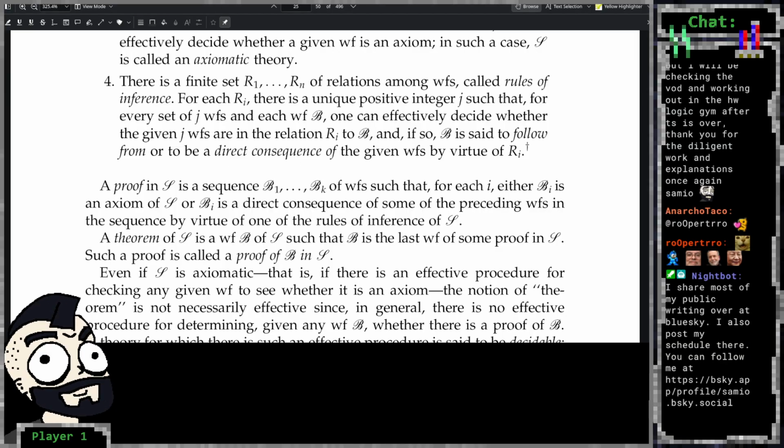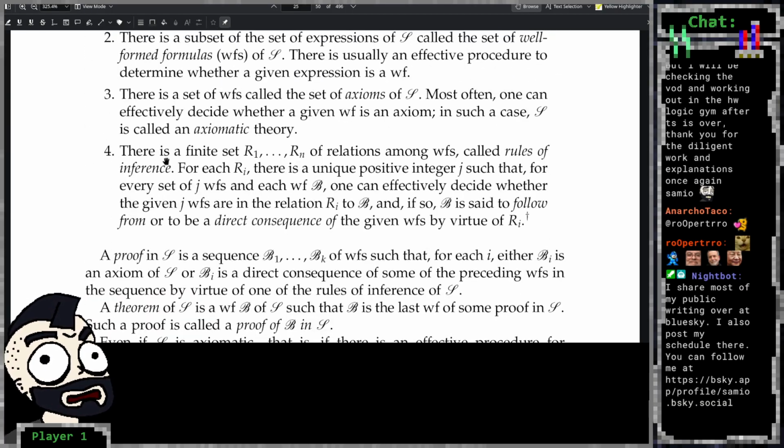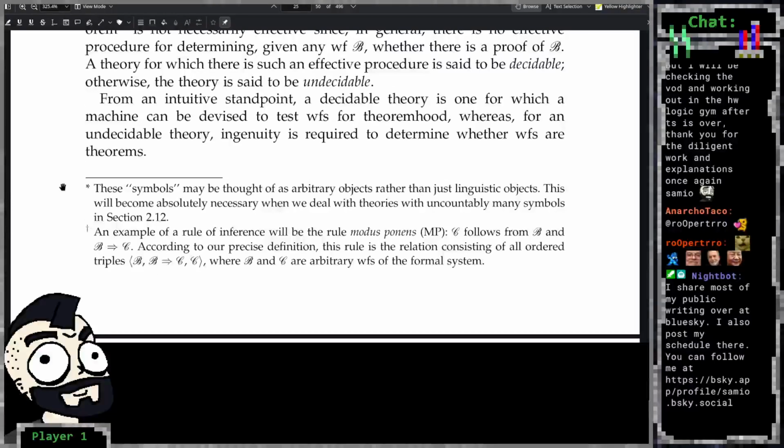That is the reason why we went through this side road about logical consequence and so on. This is very abstract and very difficult to understand if you don't already know what this person is talking about. Thankfully, there's an example. An example of a rule of inference will be the rule modus ponens. Any formula follows from another formula and the implication of the first to the second. According to our precise definition, this rule is the relation consisting of all ordered triples.